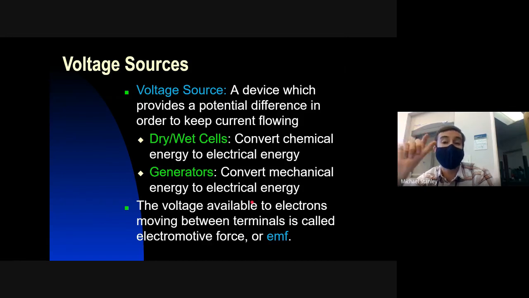How big of a difference there is between the positive and negative side of the battery determines how much push, or how much force, is going to get those electrons to move. In physics, we call that the electromotive force, or EMF. Essentially, it's how much force is pushing on these electrons to get them to move through our system.